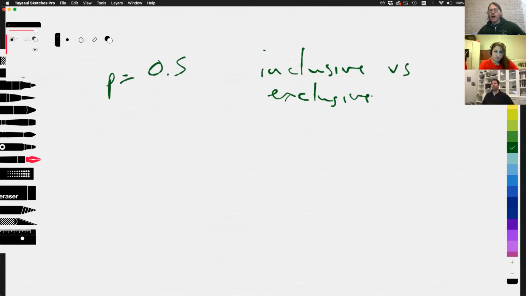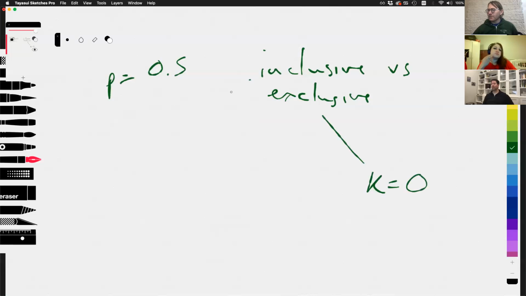The way that we describe the CDF changes depending on whether or not we're considering inclusive versus exclusive. If we're talking about exclusive, what we're talking about is failures. K is failures before the first success. Well, what if we get a success on the first trial? How many failures are there before the first trial? Well, we have K is 0, right? So exclusive needs to have the option for K to be 0.